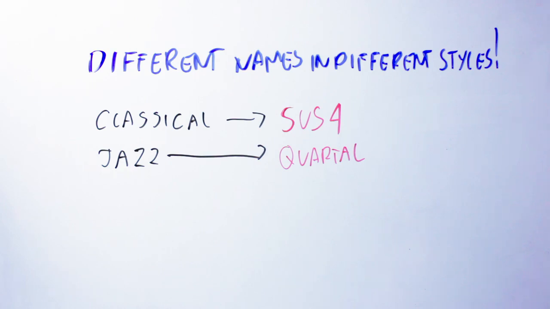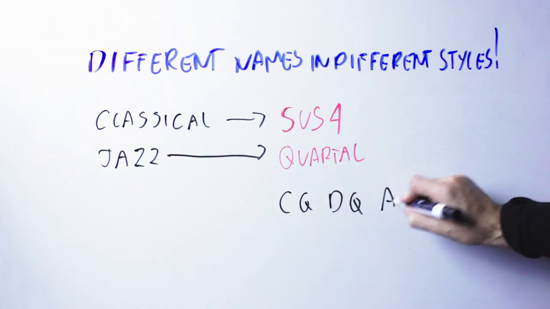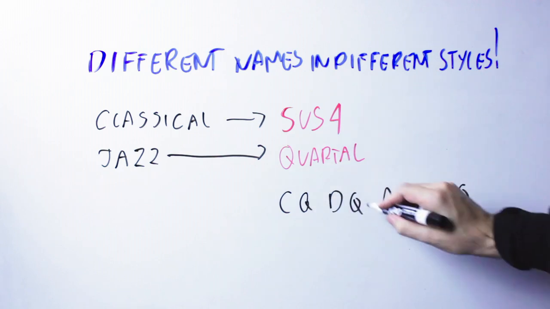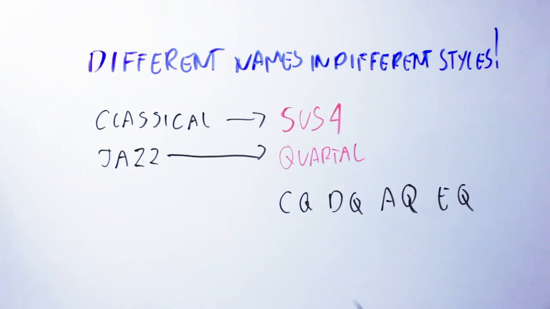And indeed, if you hear a few quartal chords playing one after the other, you can totally hear how they sound jazzy. This is C quartal followed by D quartal, followed by A quartal, followed by E quartal.